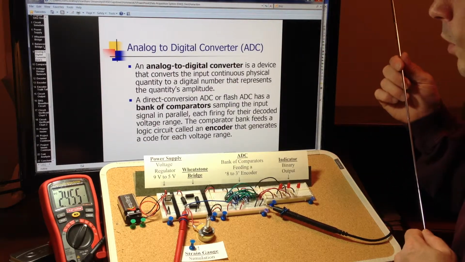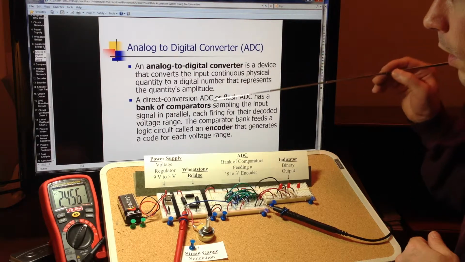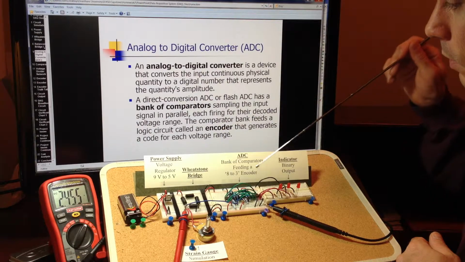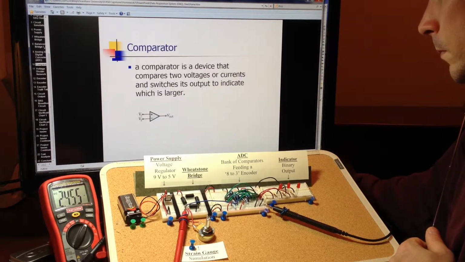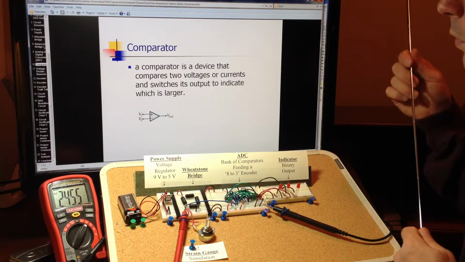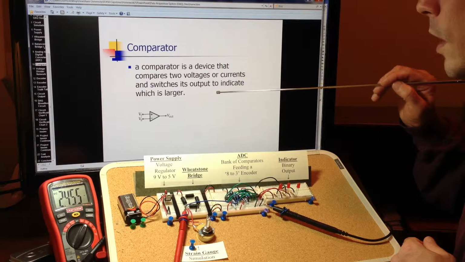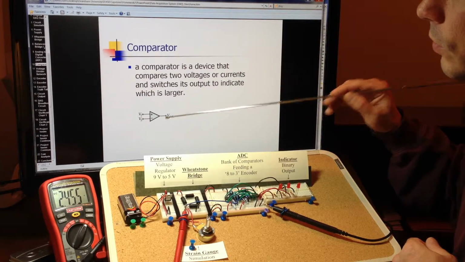This is a description of the ADC. It uses comparators and an encoder, as I did. This is a description of a comparator. It's a device that compares two voltages or currents and switches its output to indicate which is larger. Here's a pictorial representation.